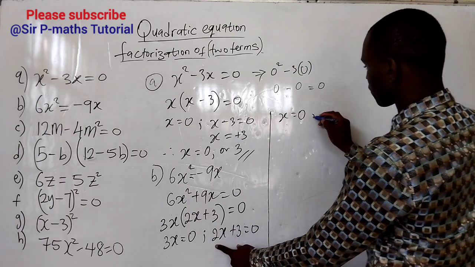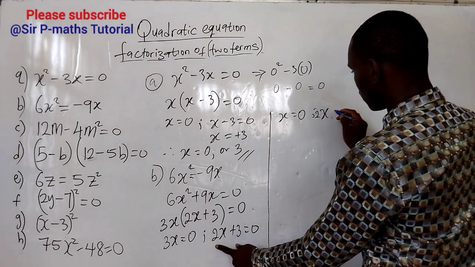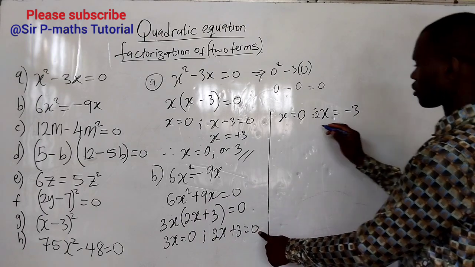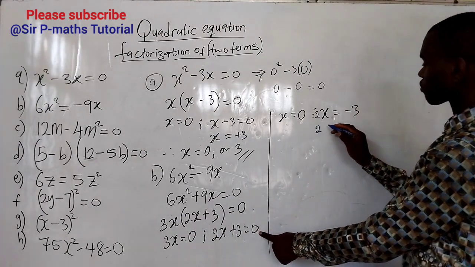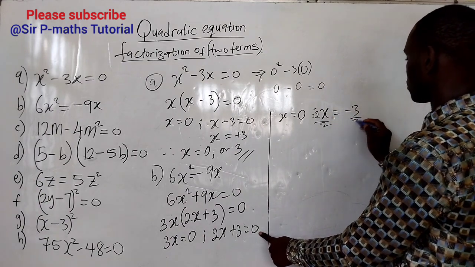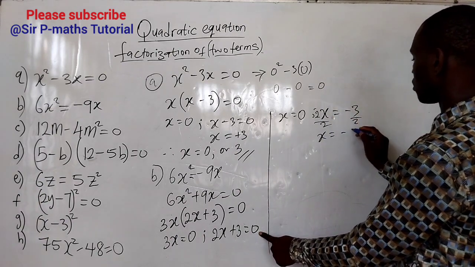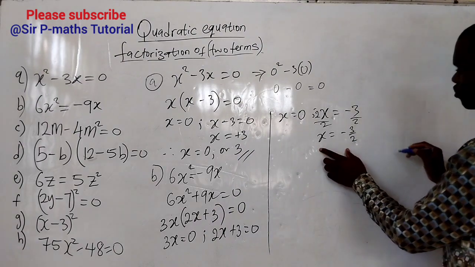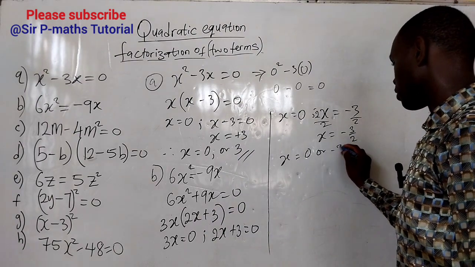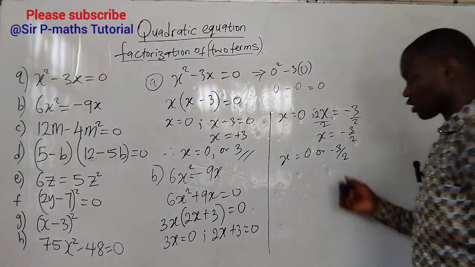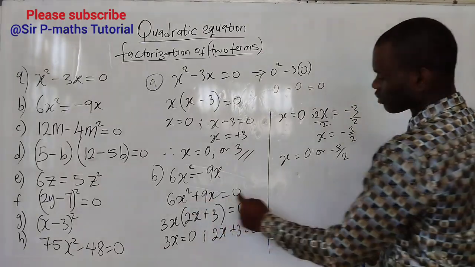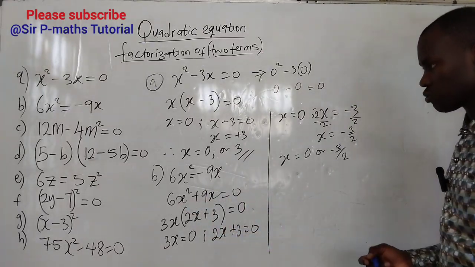Then for this one, we have 2x equal to minus 3. This 3 will cross the equality sign. Then 2 will divide both sides. I will have x equal to minus 3 over 2. So x is either 0 or minus 3 over 2. You can always confirm, carry this value or this value, put it inside this place and see if you can get 0. But that is what you will get.